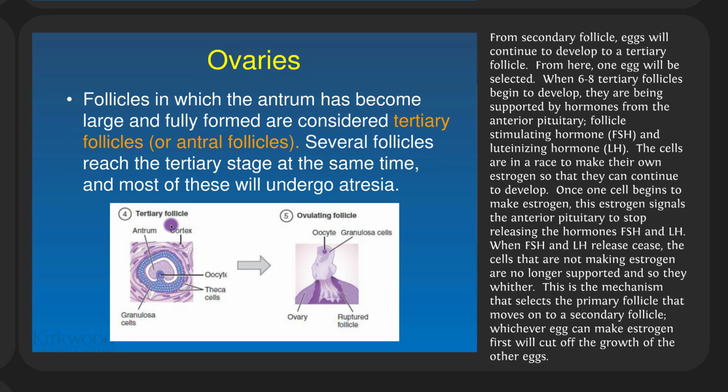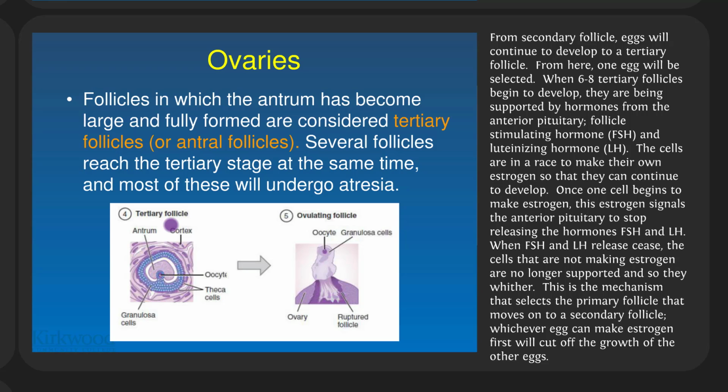From secondary follicle, eggs will continue to develop to a tertiary follicle. From here, 1 egg will be selected, and that's for the most part. Occasionally, a couple of cells will be released, and that's how you get fraternal twins. When 6 to 8 tertiary follicles begin to develop, they're being supported by hormones from the anterior pituitary, hormones called follicle-stimulating hormone, we heard those, and luteinizing hormone. We heard those in the male anatomy. These cells are in a race to make their own estrogen so that they can continue their own development. So the cells need estrogen, and they're in a race to start developing their own estrogen.